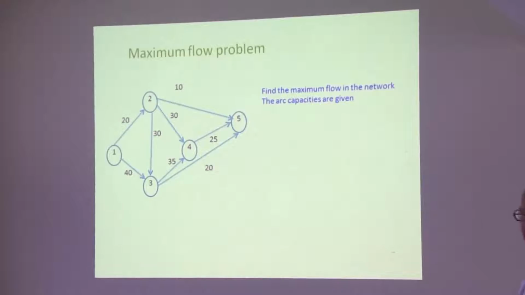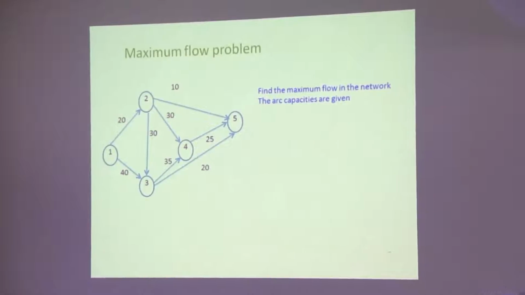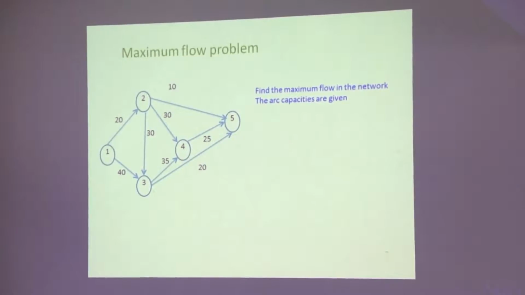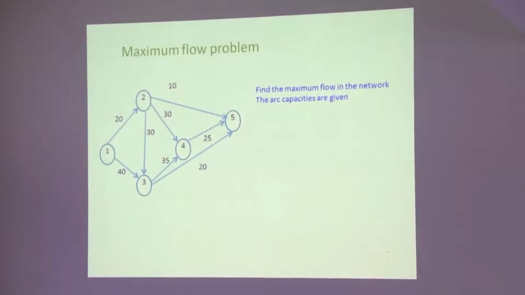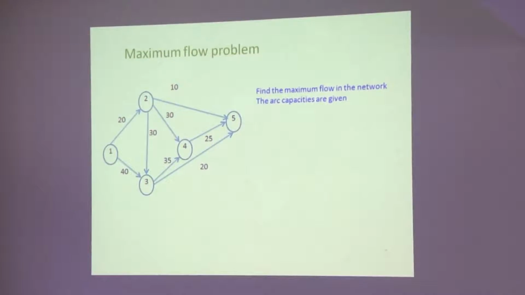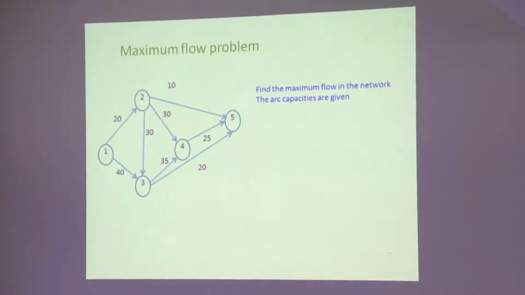The weight actually represents something like a capacity of every arc. If you can imagine a water distribution system, and each of these arcs is like a pipe, which can do a certain amount of discharge. So 1 to 2, I can send only a maximum of 20, and so on. What is the maximum flow possible in this network? It's a very simple problem.